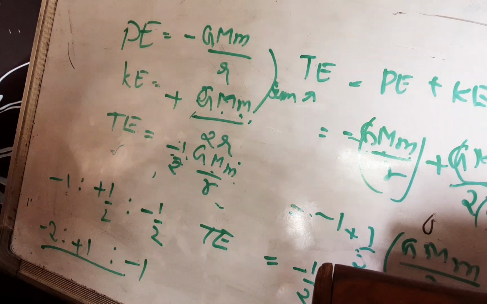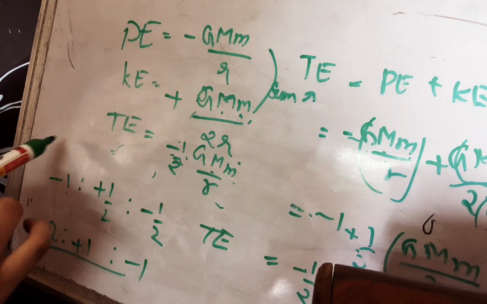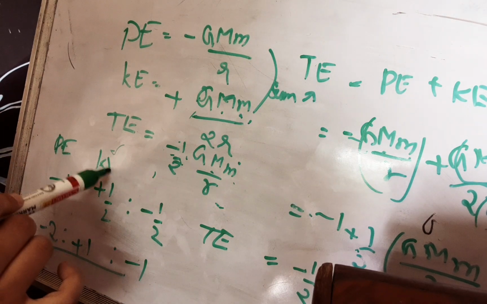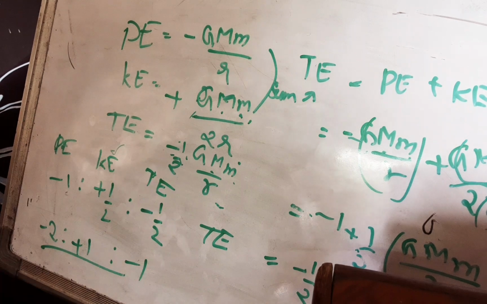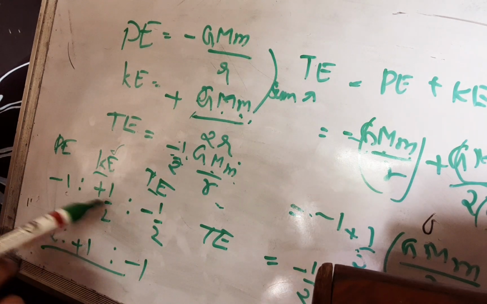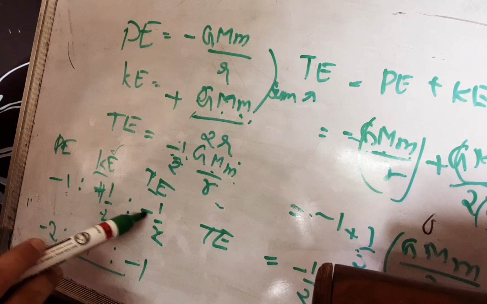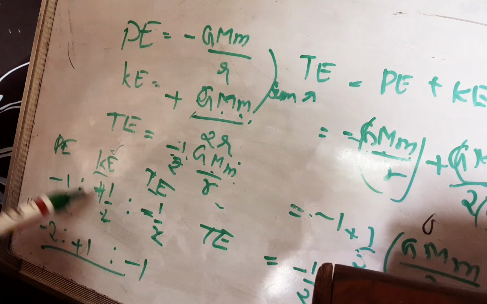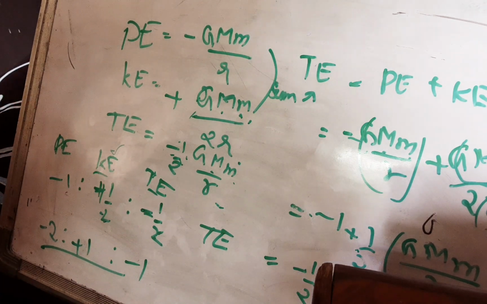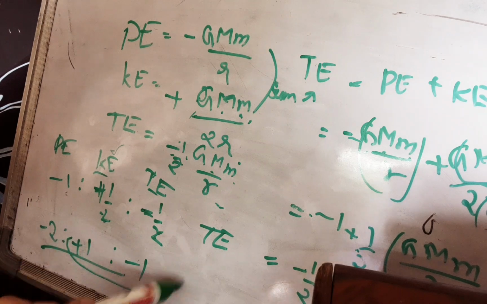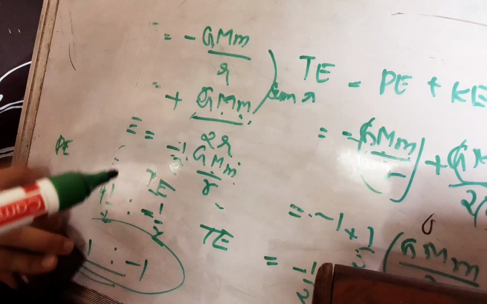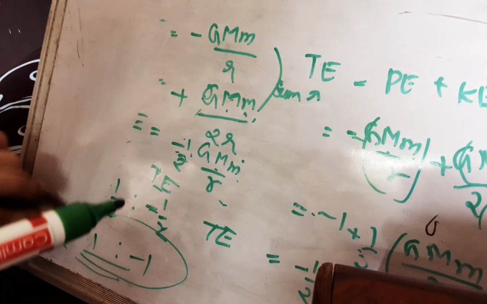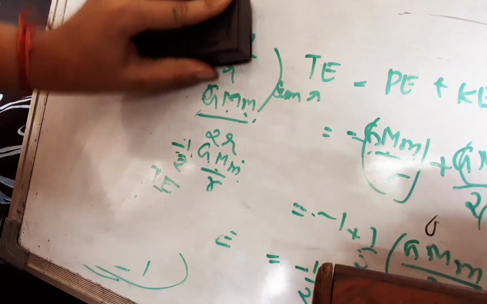That is what I explained to you in the starting. Here I took potential energy, this is kinetic energy, and this is total energy. Always the kinetic energy and total energy values will be the same, only the sign will be opposite. For total energy it will be negative, for kinetic energy it will be positive. The ratio you can remember easily: potential energy is minus 2, kinetic energy is plus 1, and total energy is minus 1. I hope that was clear.